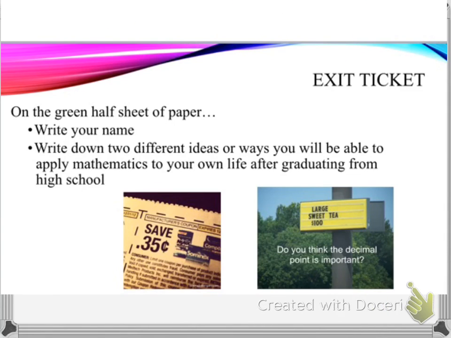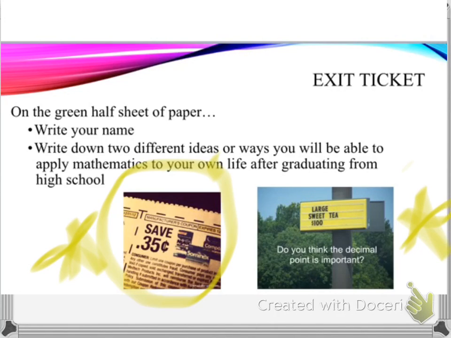And then for their exit ticket for day 2, they would write their name on a half sheet of paper and then write down 2 different ideas or ways that they'll be able to apply mathematics on their own after graduating high school. And these were just 2 funny memes or pictures that students have misconceptions on, right? This one's just funny. And then most of them think this is 35 cents. That is all.